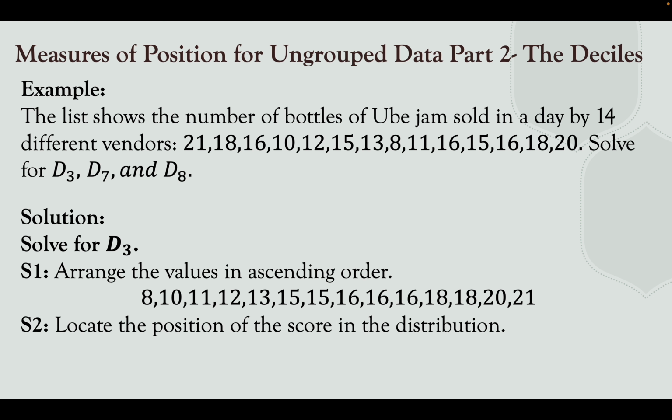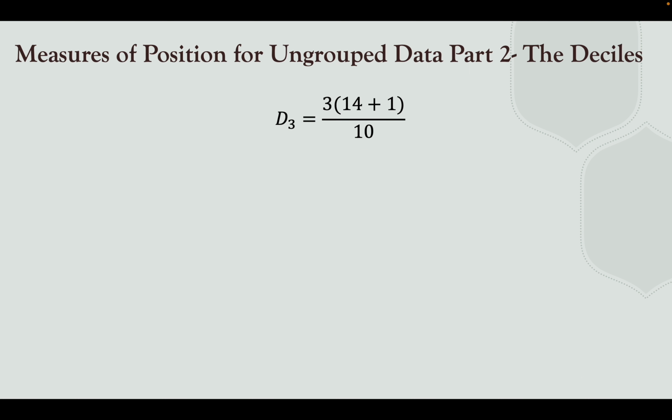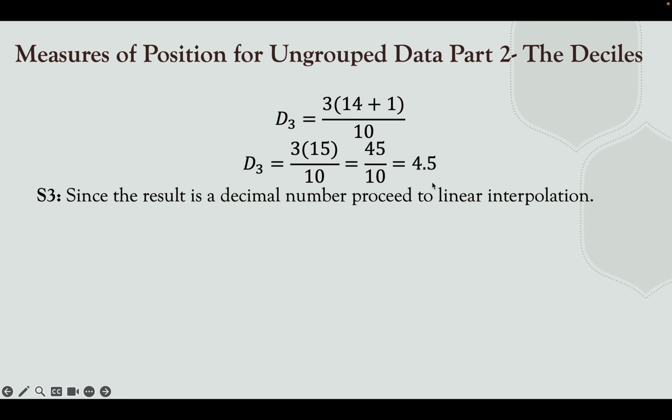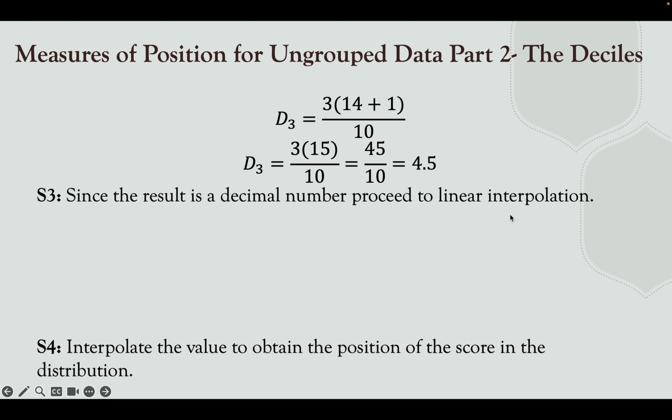Next, we need to locate the position of the score in the distribution. So using D sub k is equal to k times n plus 1 over 10, our k is 3 and our n is 14. So we have 3 times 14 plus 1 over 10. 14 plus 1 is 15. 3 times 15, we have 45. 45 divided by 10 is 4.5. Step number 3, since the result is a decimal number, proceed to the linear interpolation.